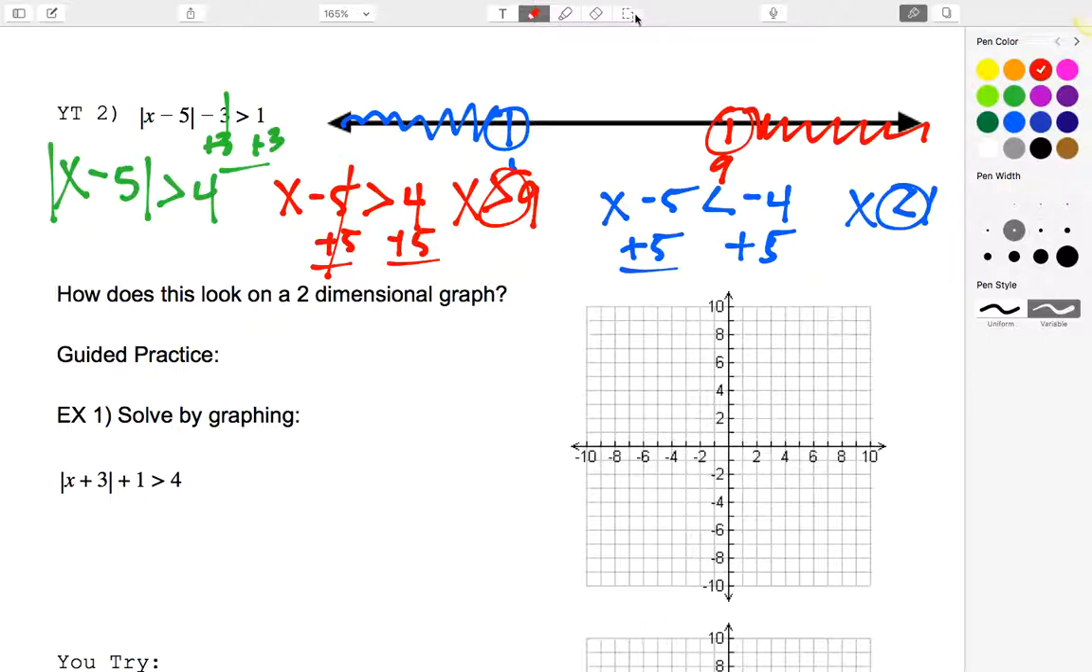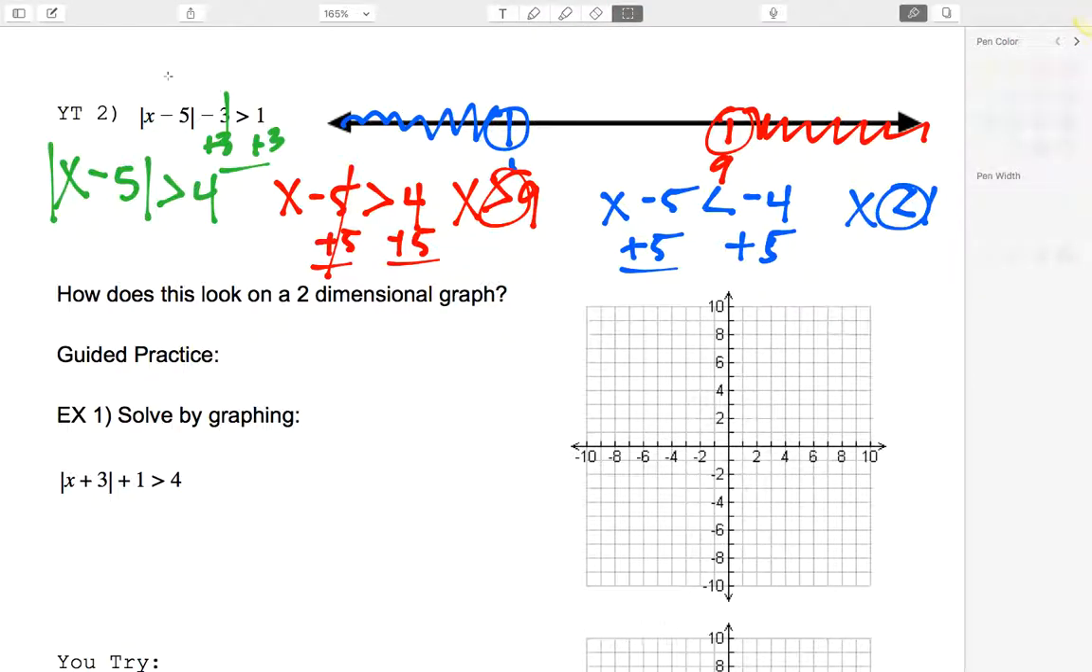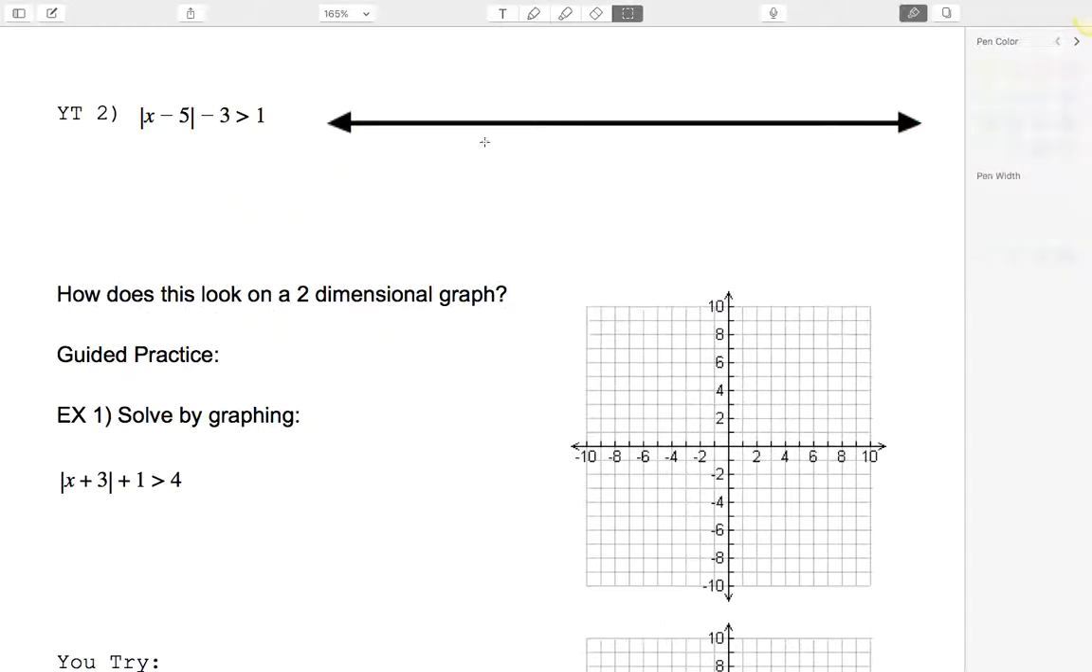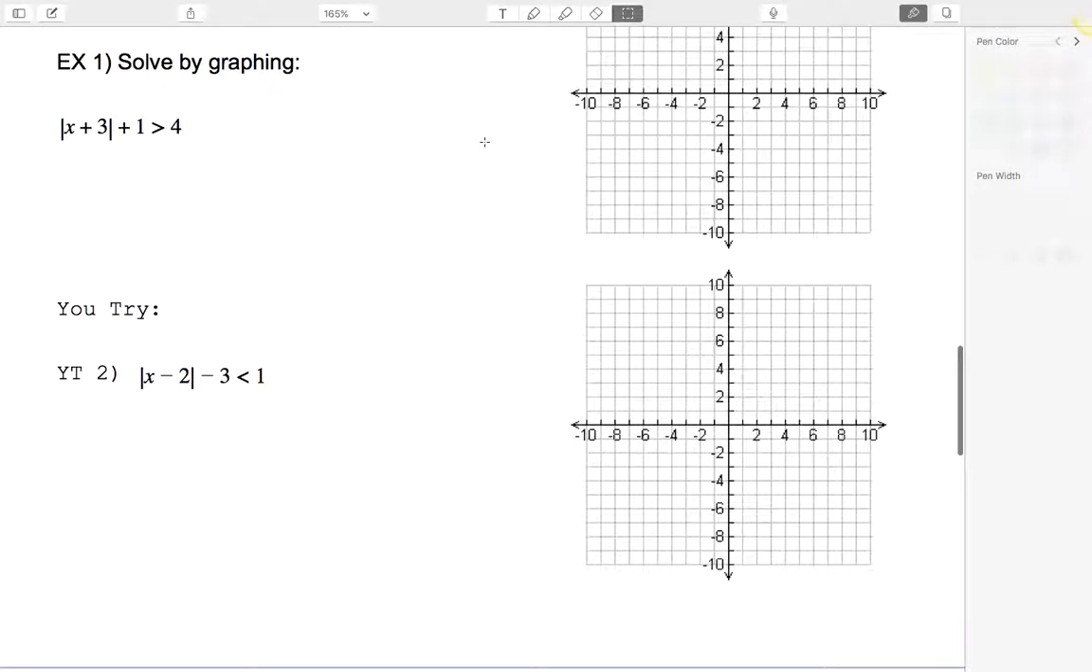Now I'm going to show you guys how to graph, and I don't have very much time. I have like 6 minutes to do this in. So let me go ahead and show you guys how to graph.